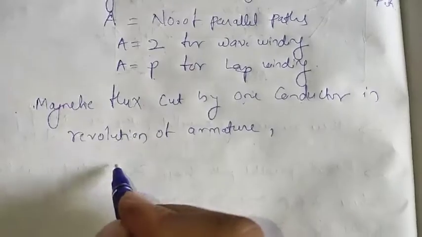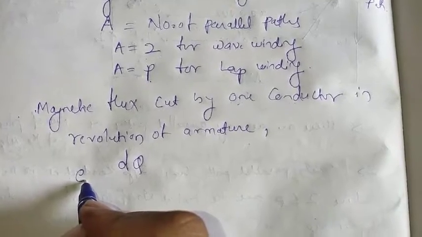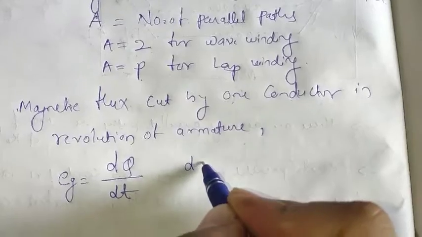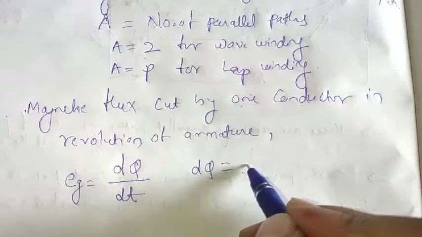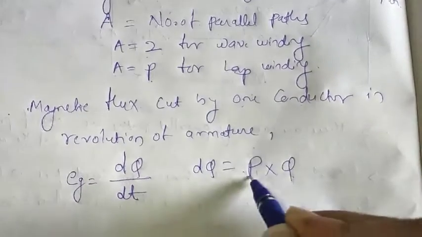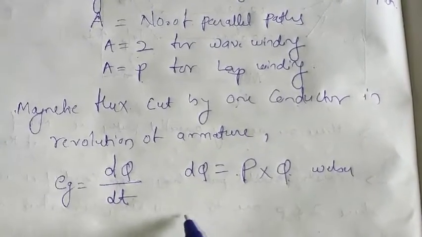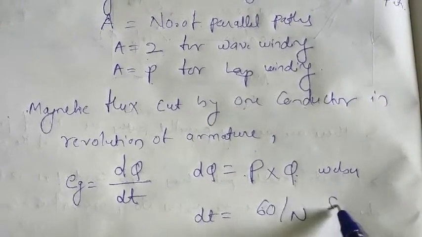As per Faraday's electromagnetic induction, the total EMF induced will be equal to d phi by dt. Here, what do we mean by d phi? It is the change in flux. The change in flux is equal to the number of poles of the machine into the flux per pole, P phi. And dt means the time taken for one revolution, that is 60 by N seconds.